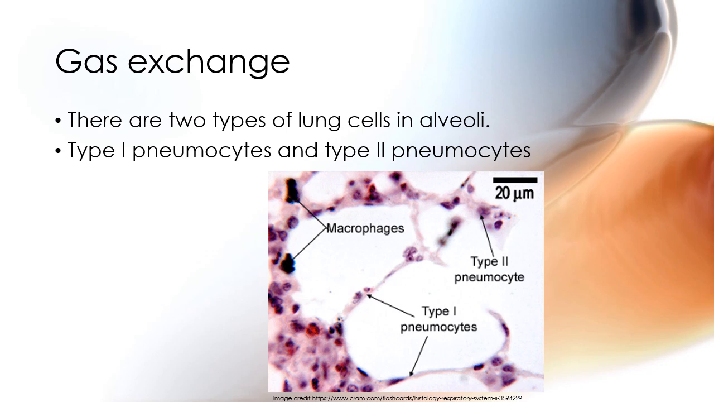The alveoli are made up of two kinds of lung cells. We've got these pneumocytes, type 1 and type 2. Type 1 pneumocytes are here. Type 2 pneumocytes are here. And then, of course, we're going to have some macrophages. Macrophages are some of our immune cells. We breathe in a bunch of junk, and those macrophages are there to gobble up all that junk and deal with it before it makes us sick.